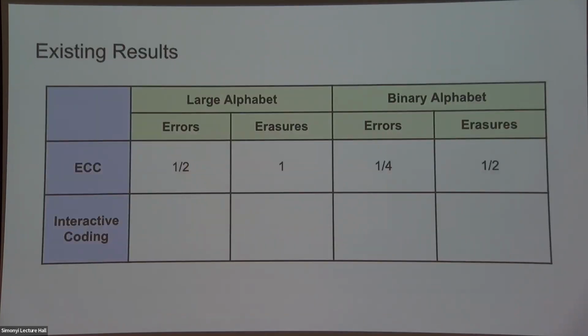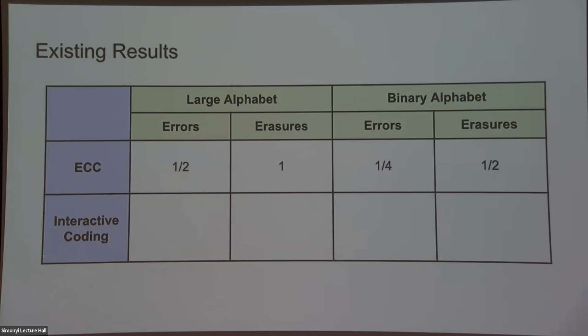Okay, so what is known? Here I have a chart. I've separated it into two categories: the first is large alphabet and the second is binary alphabet. So far I've filled in the results for error correcting codes. Recall that error correcting codes over the large alphabet can have distance basically 1, and for the binary alphabet, they can only have distance 1/2. So you get 1/2 and 1 for error and erasure resilience over the large alphabet, and 1/4 and 1/2 over the binary.